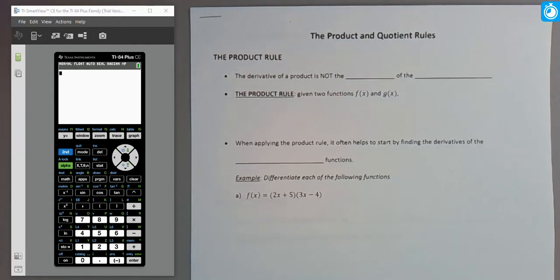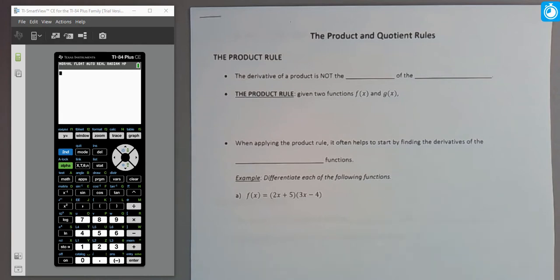In this video, we're going to add two new rules to our list of derivative rules, specifically the product and quotient rules. So anytime we have a function that is a product of two algebraic expressions or a quotient of two algebraic expressions, in general, when we want to differentiate such a function, we're going to use the product rule or the quotient rule.